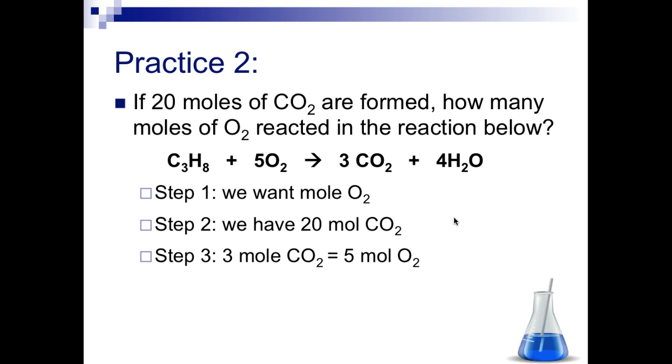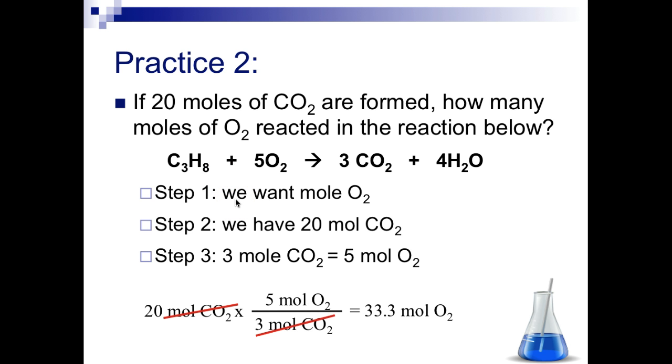So we have C3H8 plus 5O2, giving us 3CO2 plus 4H2O. We're going to use the same equation from before. We're just going to be looking at things a little differently. So we want moles of O2. We have 20 moles of CO2, and we know that we have 3 CO2s to 5 O2s. So when we set this up, this is what we get. We get 33.3 moles of O2.